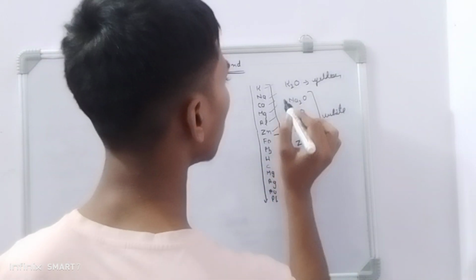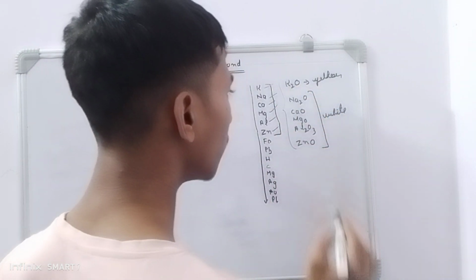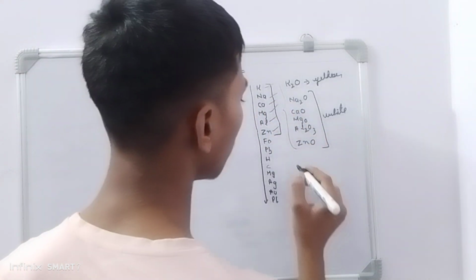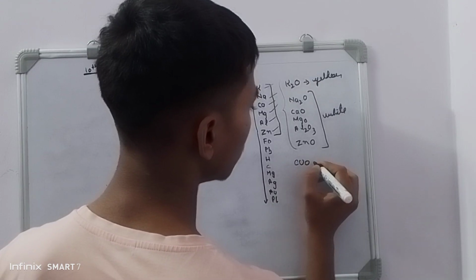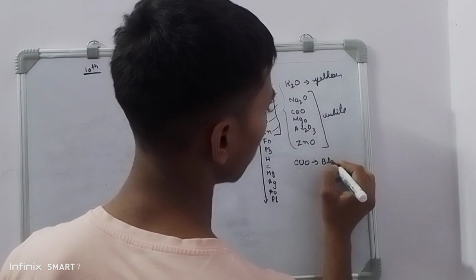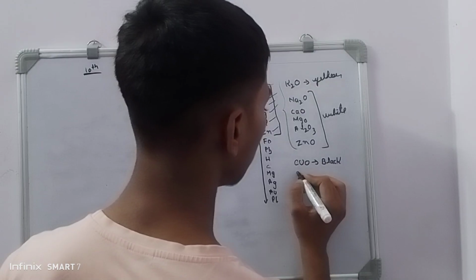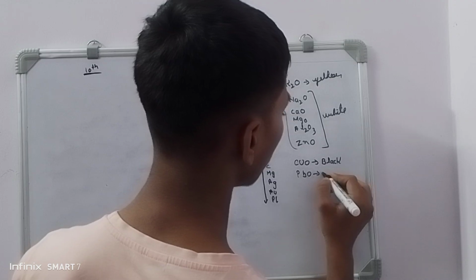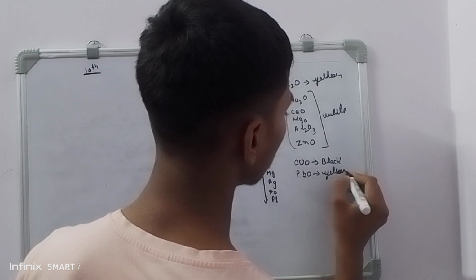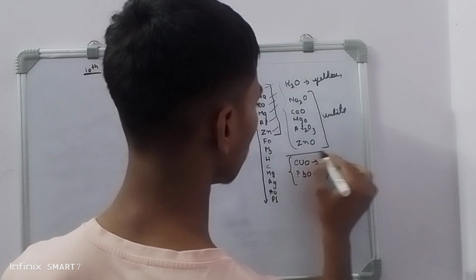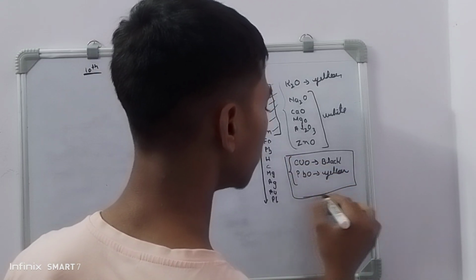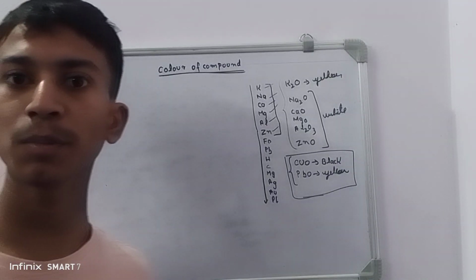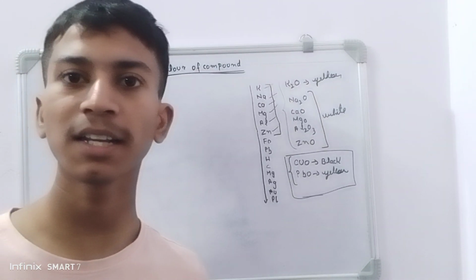So write in your copy that all the first six compounds you can remember using this trick. Some other important ones you have to remember: copper oxide is black in color, and lead oxide is yellow in color. These two are the exceptions you have to remember, and it becomes very easy to remember the colors of the oxides. Now I am going to discuss some important gases which you have to study in class 10.